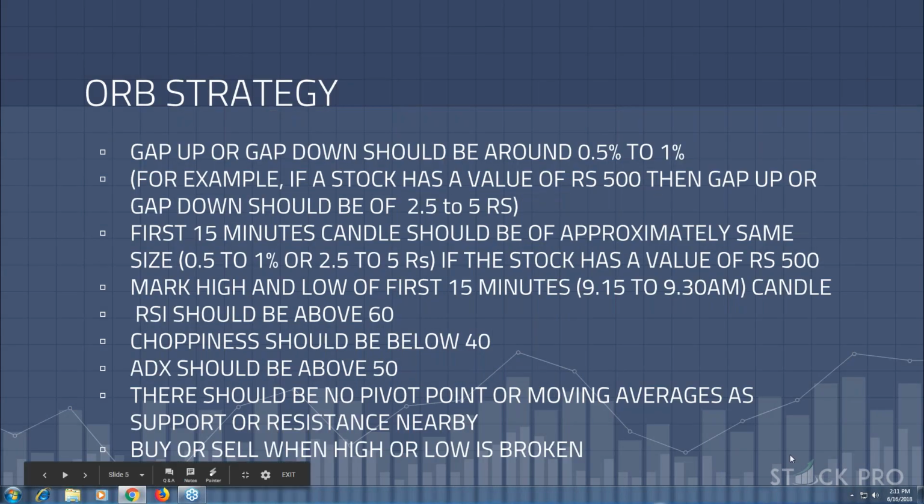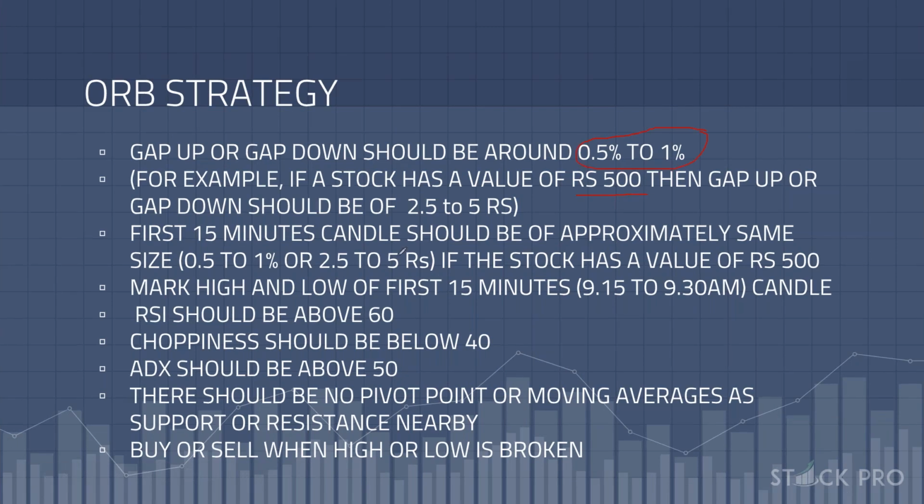So I have given you an example. For example, there is a stock which costs about 500 rupees. Then the gap up or gap down should be about 2.5 to 5 rupees, not more than that. What you need to do is look at the first 15-minute candle, which should not be very big, right? It should be of the size of 0.5 to 1%, or again 2.5 to 5 rupees if the stock has a value of 500 rupees.